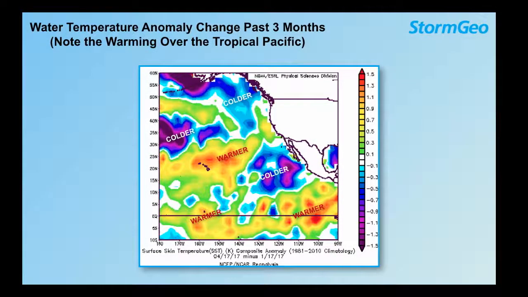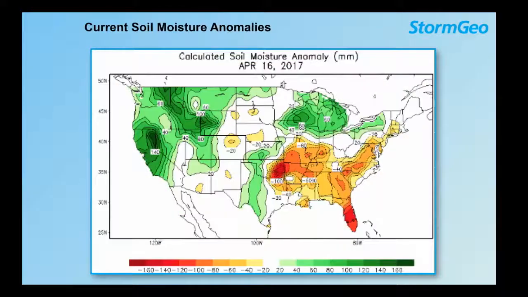I also like to look at this map. This is the water temperature changes over the past 3 months across the Pacific Ocean. Notice across the tropical Pacific, we're seeing warmer than normal water. That's an indication of that El Nino, but colder than normal water shaping up right across the west coast. Also, that is a very important indicator to follow in regards to the long-range weather pattern.